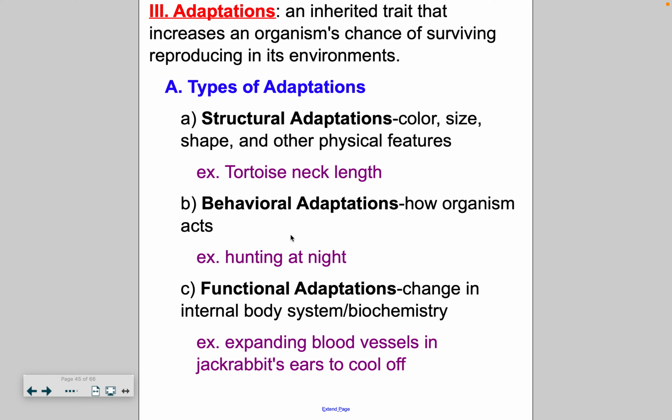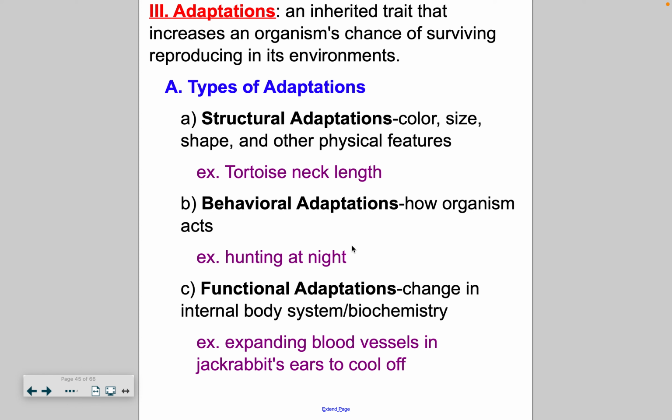Okay. Behavioral adaptations tie into how the organism acts. If it's nocturnal, being nocturnal in a very hot environment gives it an advantage. It doesn't lose water as much, or maybe it hunts at night because it's got really good eyesight, or that's the food source it really prefers at night. So behavioral adaptations are how the organism acts, and does it give that organism a benefit.